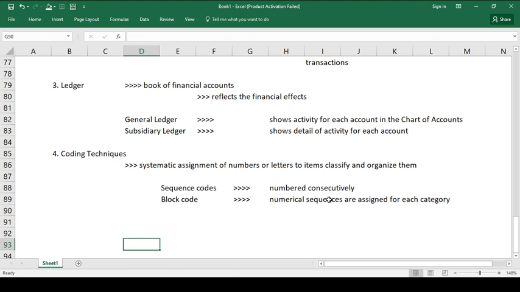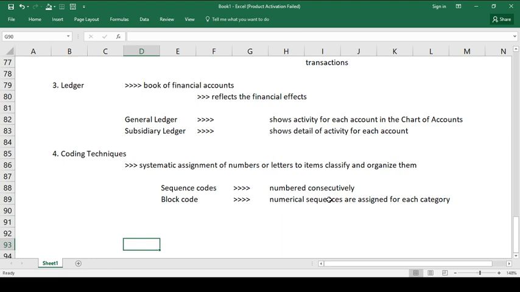That's the block coding. For example naman, sabihin natin, pwede po ba sir yung sequence codes at block code mag-isa? Pwede po yun. For example, lahat ng nagsisimula sa code na 1 are assets. That's the block code. 1111. And then, lalagyan mo na lang ng sequence code 01, 02, 03, 04. That's the sequence codes in order to specify the particular accounts naman. Pwede po natin i-combine ang sequence code at block code.